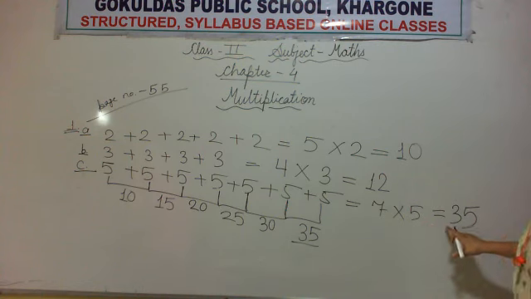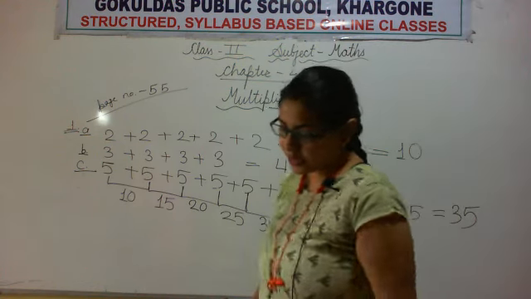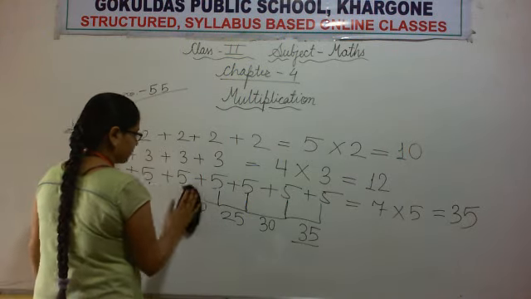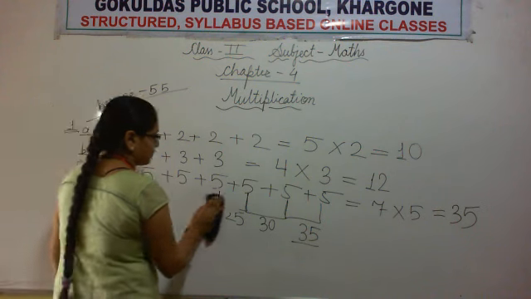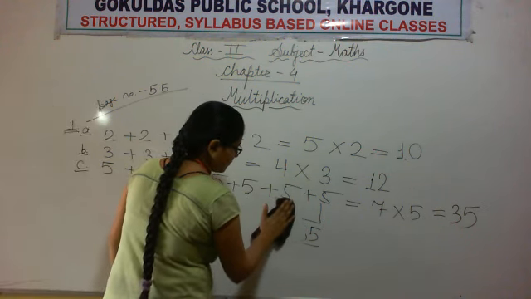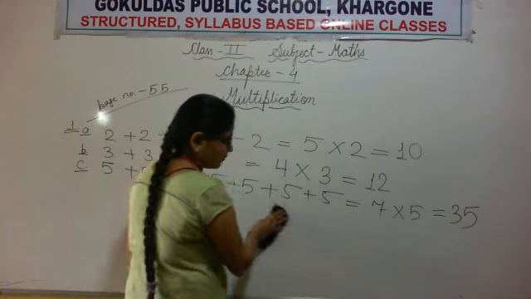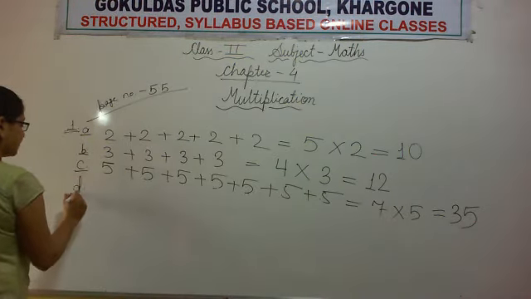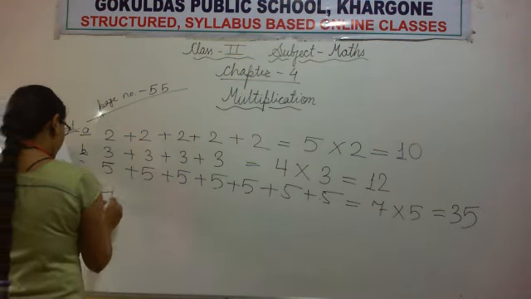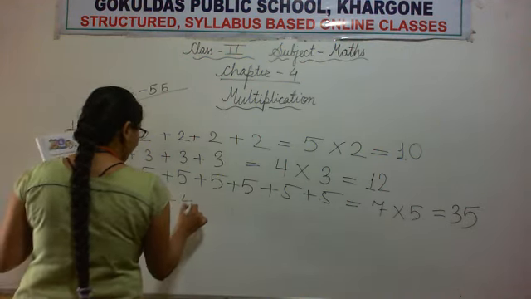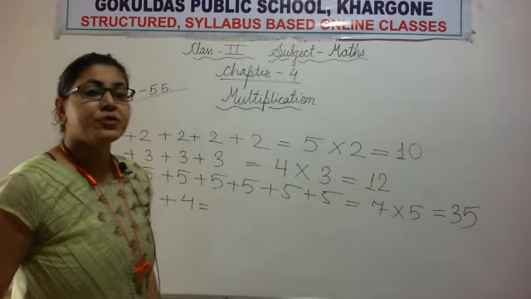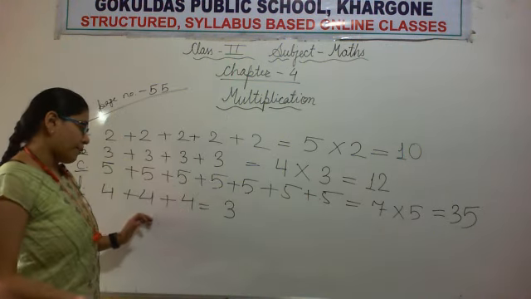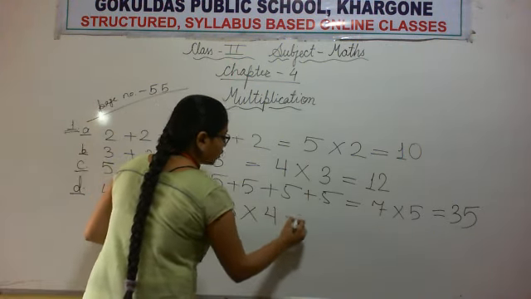7 into 5 is equal to 35. Now moving towards the next question. Part D. 4 plus 4 plus 4. How many times 4? 1, 2, 3. 3 times. 3 times what? Number 4. So 3 into 4.